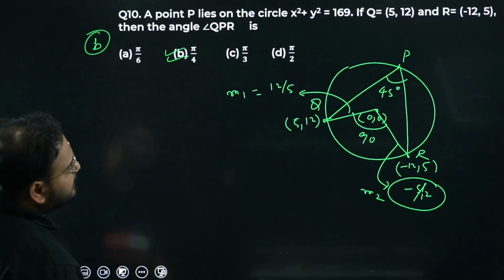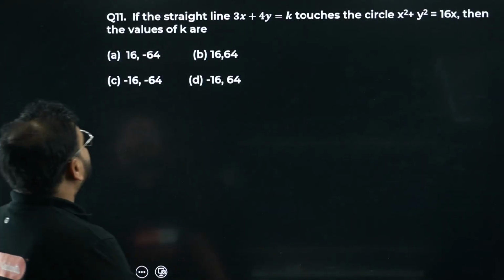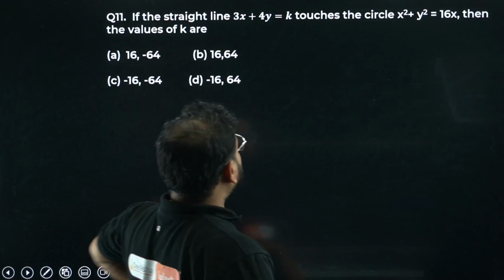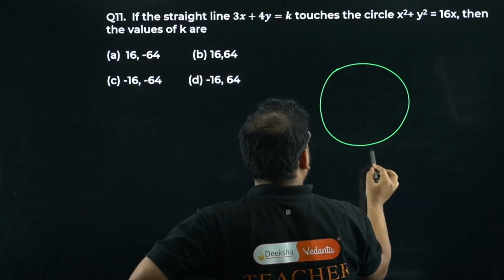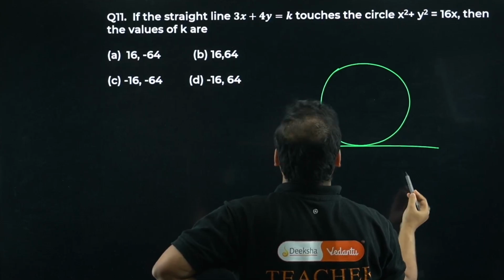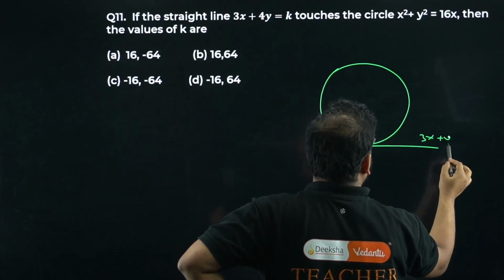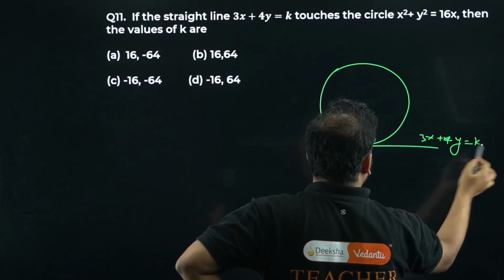Okay. Done. 11th one now. If the straight line 3x plus 4y equals k touches the circle, it means like this, 3x plus 4y equals k.